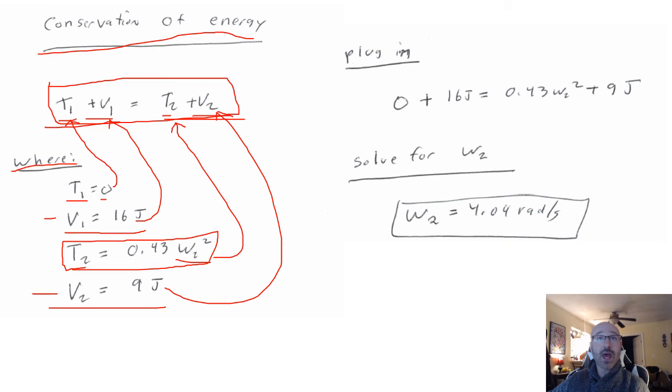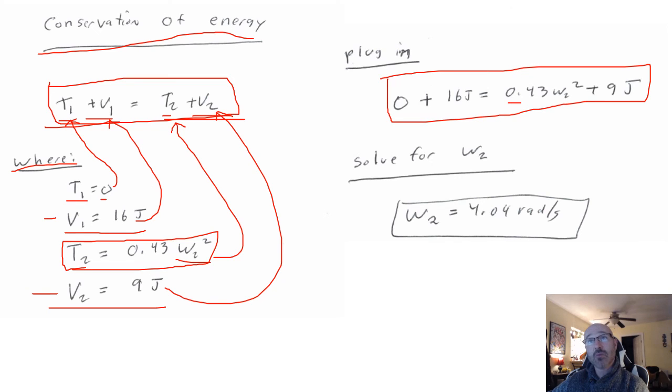And when I do that, I end up with this relationship here where I have 0 plus 16 is equal to 0.43 times my omega 2 squared plus 9. So the only unknown in this is my omega 2. I can solve this, rearrange, and simplify, and get the fact that my omega 2 is now 4.04 radians per second. But that's not exactly what they asked us for. They didn't ask us for our angular velocity. We want our V sub g for the velocity of the center of mass of our rolling disk here.